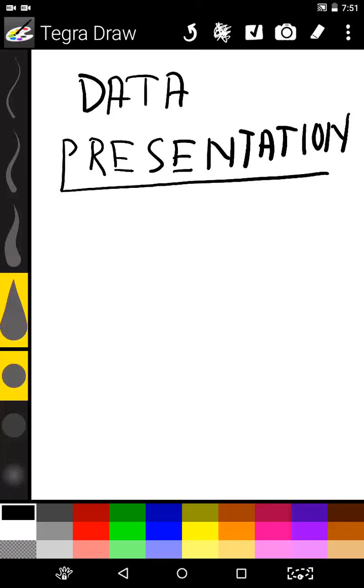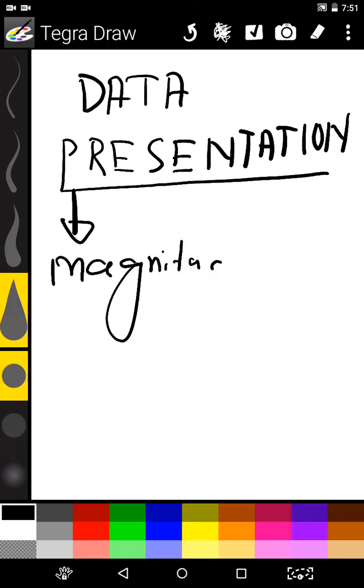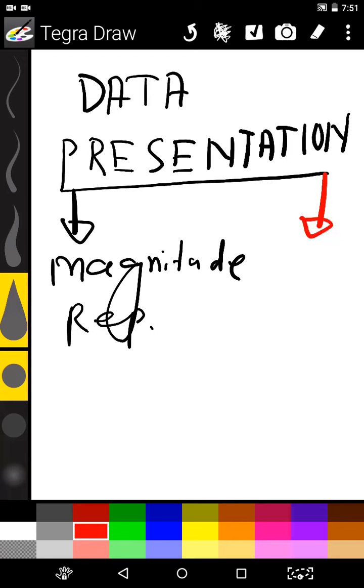Today we will discuss data representation in digital electronics. In digital electronics, data can be represented in magnitude representation and complement representation. One is magnitude representation, and the second one is complement representation.